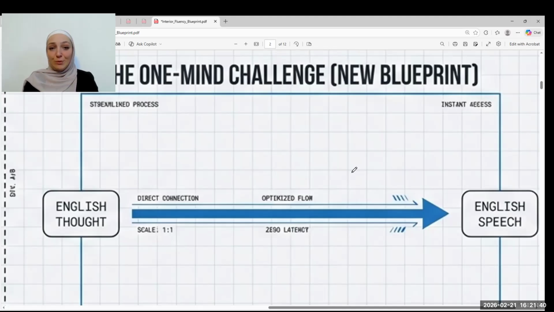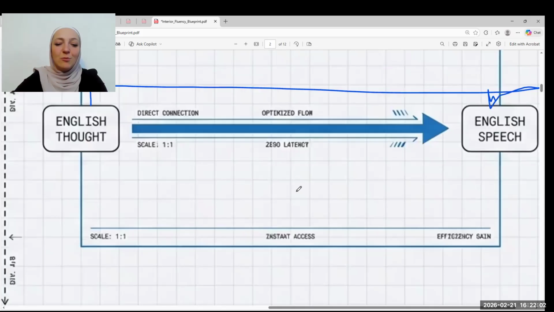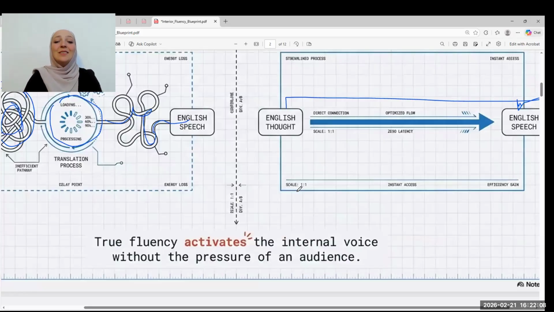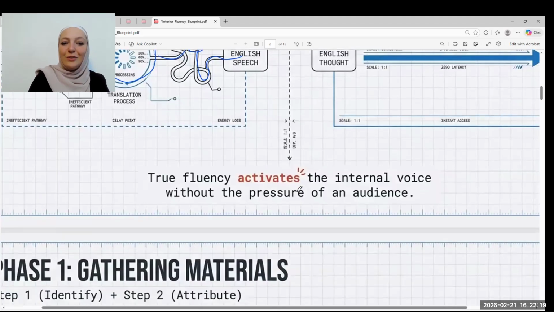You guys have done an amazing job so far, by the way, with the challenge I created for you, the 20 days of stop thinking in Arabic. So we have good progress. Now, moving on to the one mind challenge, which is going to be magnificent for all of you. How you are going to start thinking in English and go directly to English speech. With that, we're going to have true fluency activities in the internal voice, without the pressure of an audience listening to me.